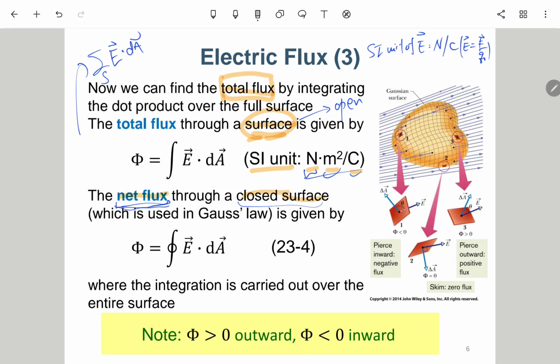Okay, so when you just consider this one and this one, it looks very, very similar. The only different part is here we have a circle. This circle only means that this integration is for a closed surface. So we draw a circle here, which means it's closed.